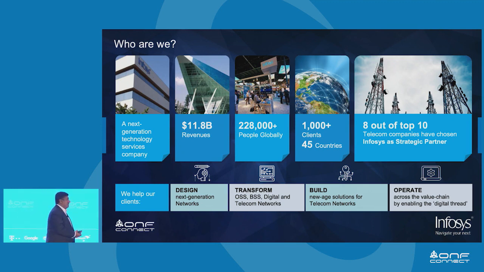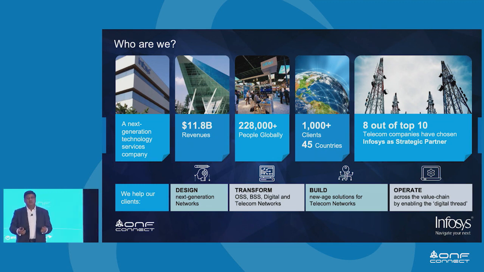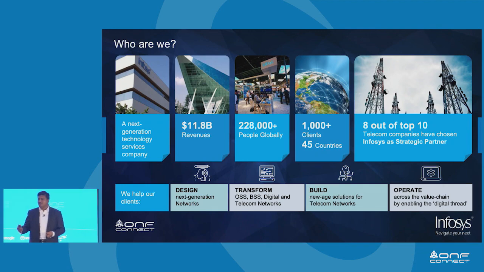Across the value chain, we call it the digital thread, the ability to interoperate, the ability to pass data seamlessly across, to make sure that the networks are operating seamlessly and have a performance mindset. All of that enabling of digital thread has been a core competence that we've brought to the table for many, many years.